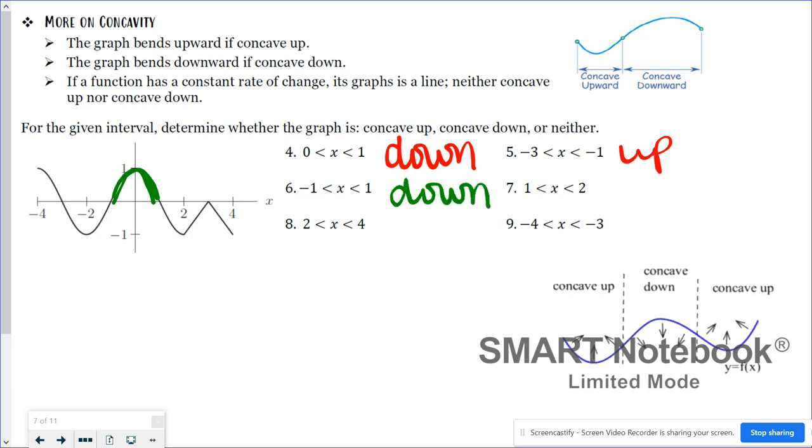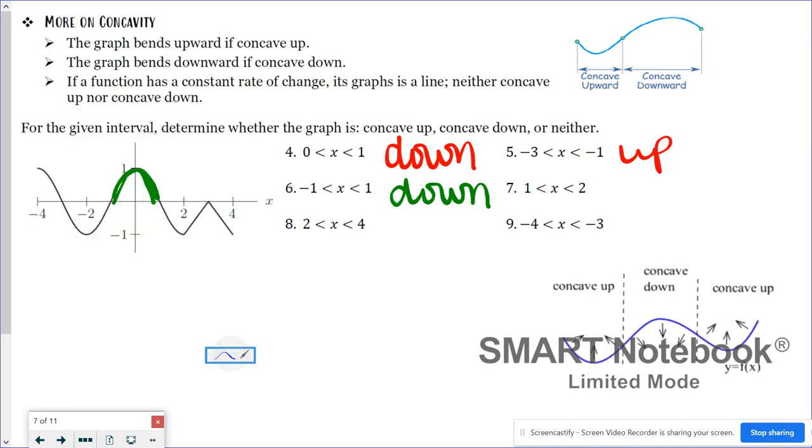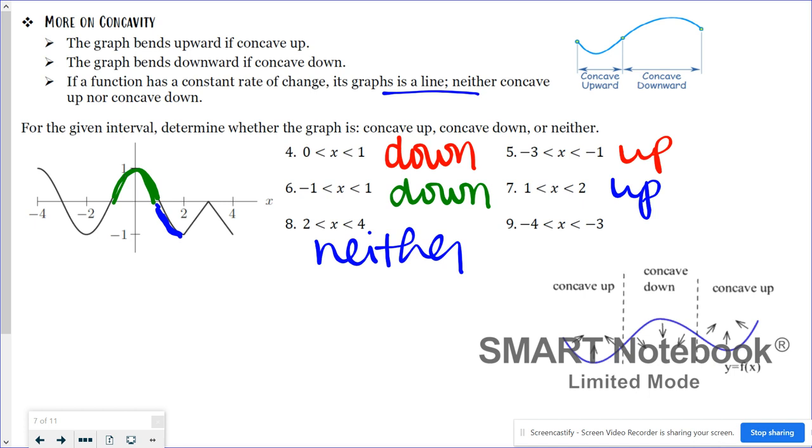What about from 1 to 2? Yeah, I'd agree that it's kind of upward. From 1 to 2, it's kind of curved upward. What about from 2 to 4? Yeah, those are very linear. So I'd have to say that's neither, because it doesn't have any curve at all. And then lastly, what about from -4 to -3? So this right here. Yeah, that would be down like a dome.